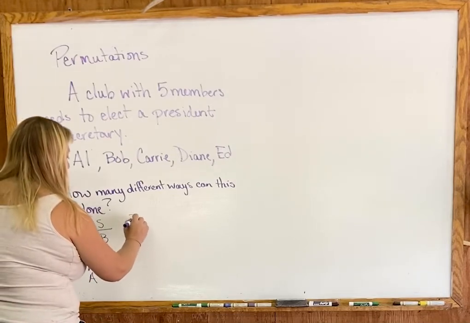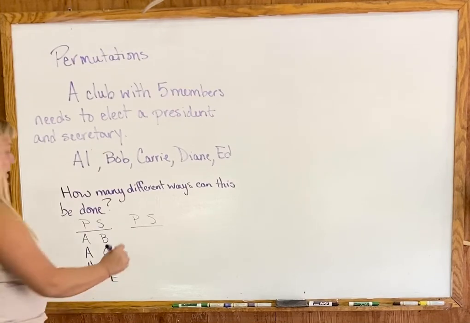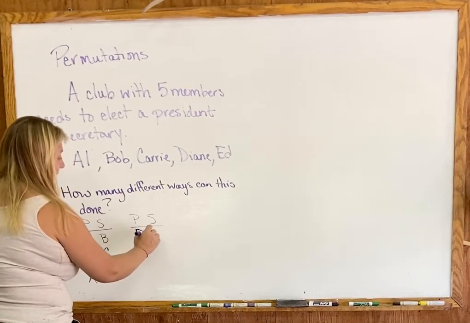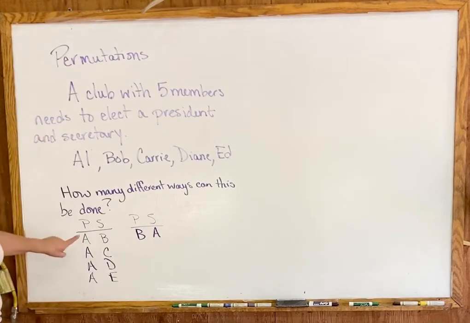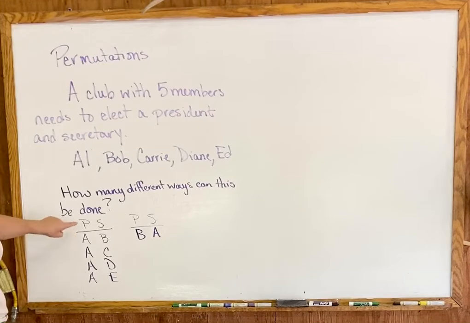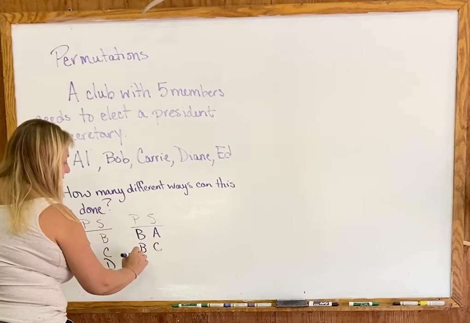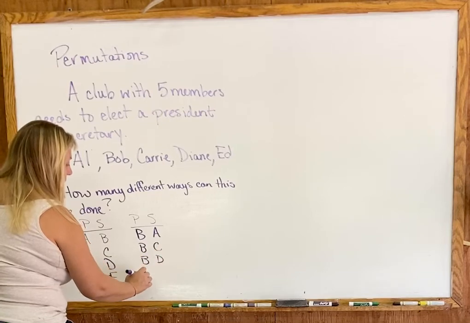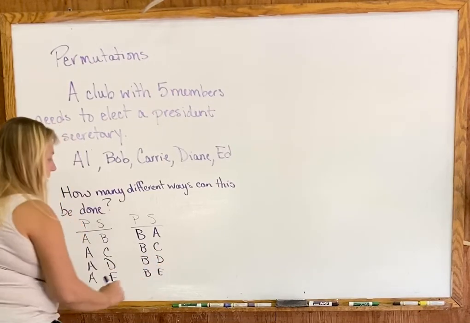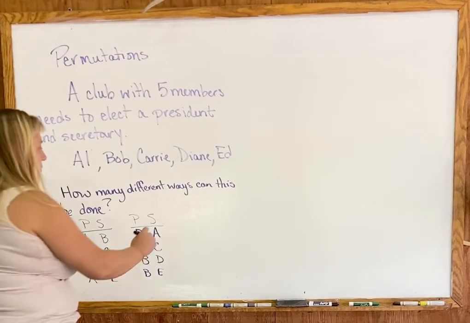Now, let's look at this again. Maybe Bob gets to be the president. So Bob could be the president and Al the secretary. Now, one thing to notice, are these 2 things different from each other? They are, because a president's job is different than a secretary's. So the order there does matter. Okay, now it could be Bob and Carrie. It could be Bob and Diane. Or it could be Bob and Ed. So there's 4 different options when Bob is the president.